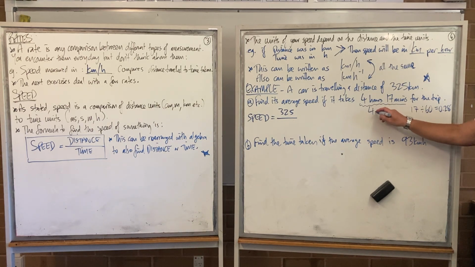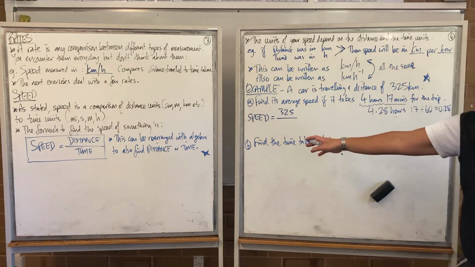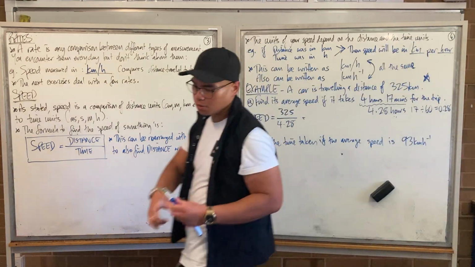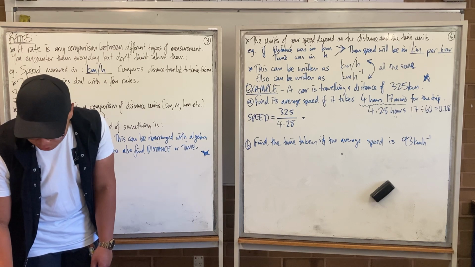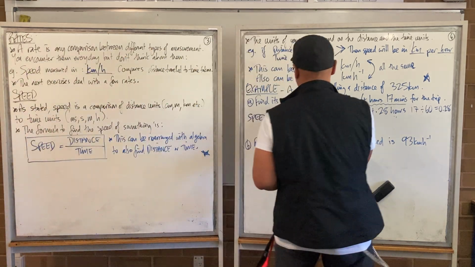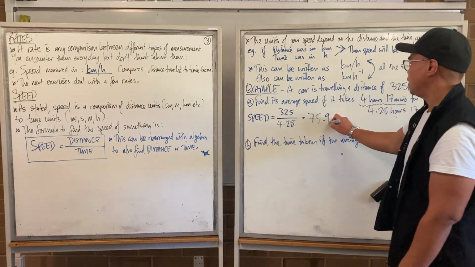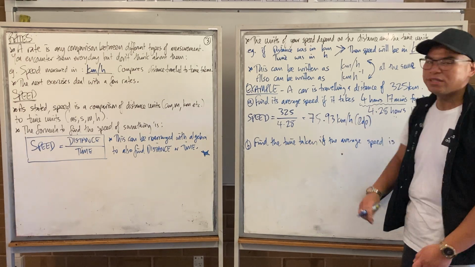It's 4.28 hours. Is that one type of unit now? Yeah. So can I chuck it on the bottom now? 4.28. So your speed is going to be 325 divided by 4.28, 75.93 kilometers per hour to 2 decimal points.